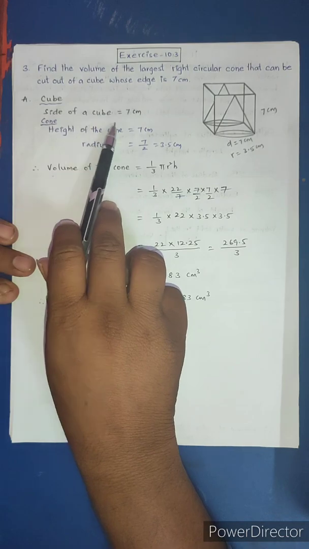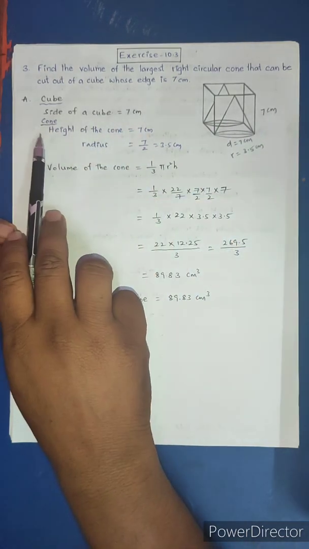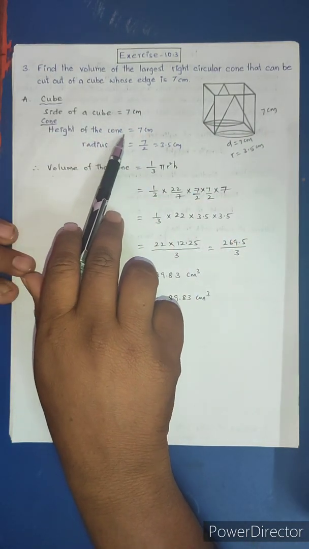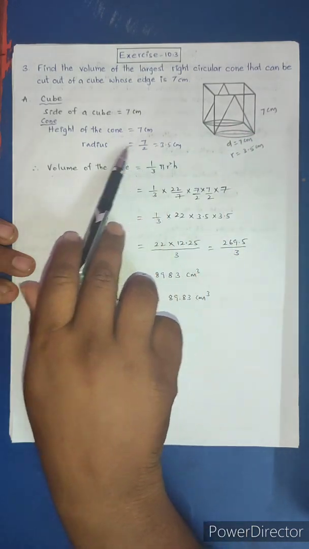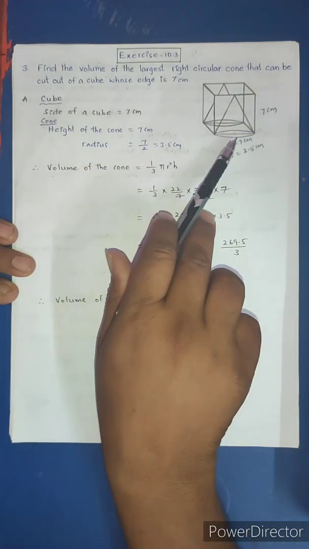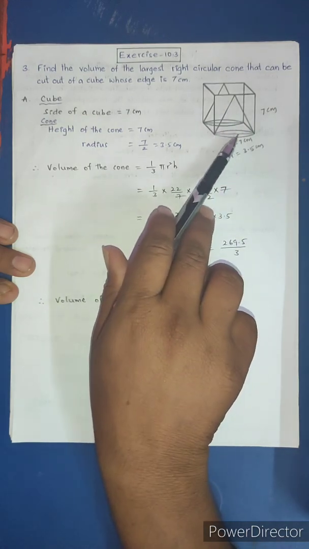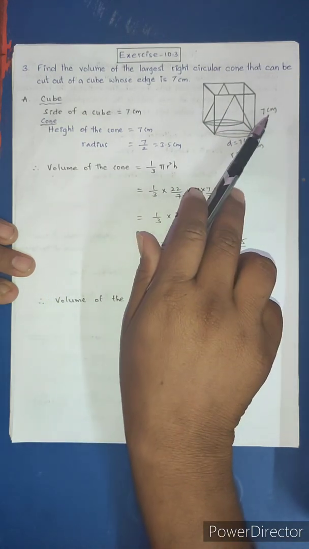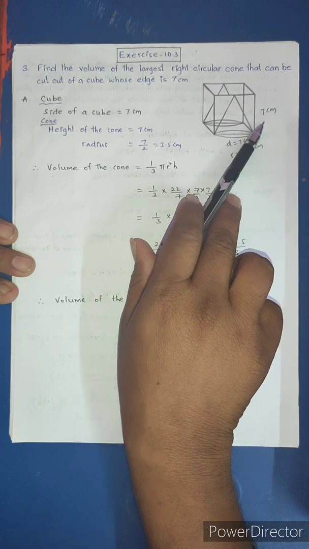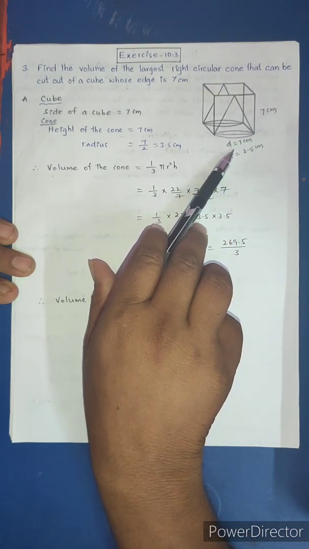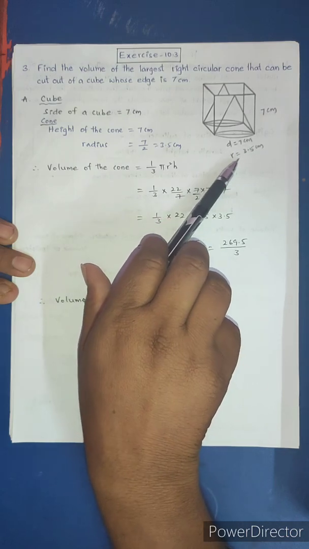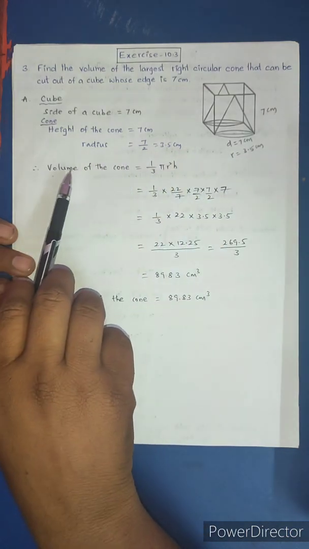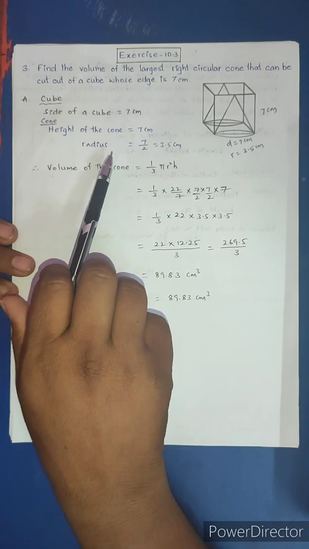So, side of a cube is equal to 7 centimeter. Cone, height of the cone. So, automatically edge of the cube 7 centimeter. Radius: here also in a cube all sides are equal. So, if one edge is 7 centimeter, then automatically another edge also 7 centimeter. Then diameter is 7 centimeter. Radius is 3.5 centimeter. Separately I written.